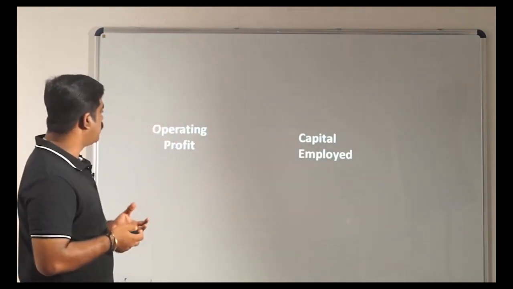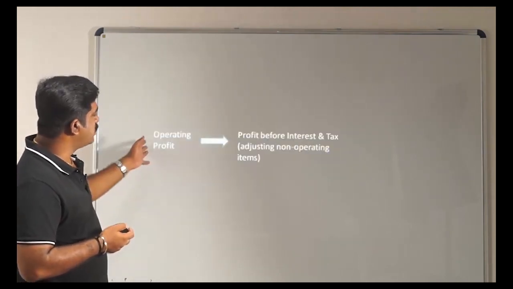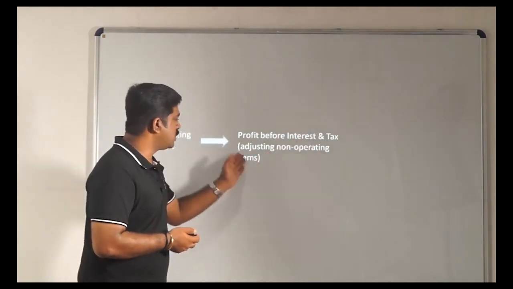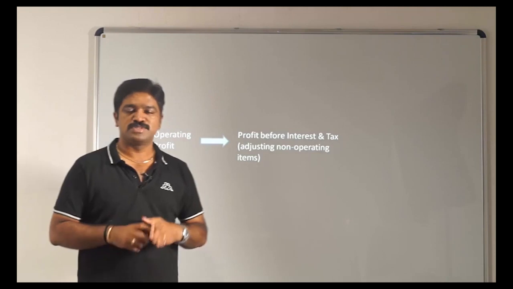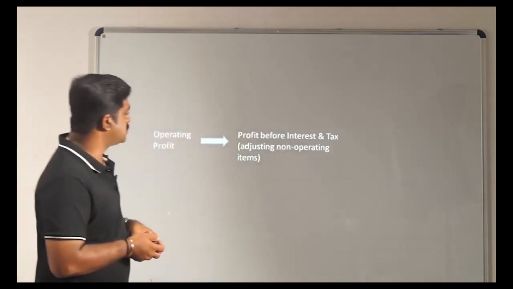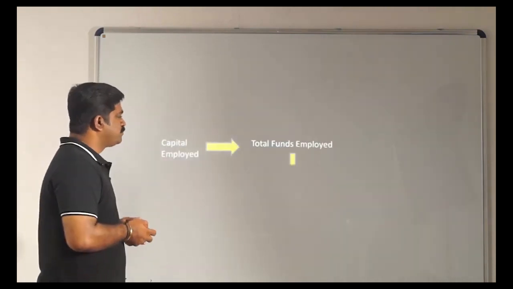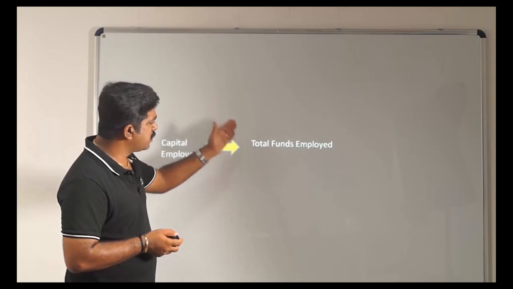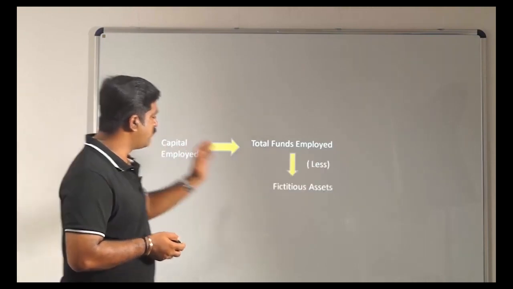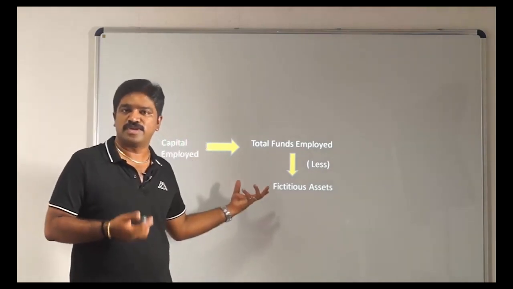So we need clarity on what is operating profit. Operating profit is nothing but profit before interest and taxes, which are adjusted for non-operating items. And what is capital employed? Capital employed is nothing but total funds that are employed in the business, but at the same time we have to deduct fictitious assets, and that's why I told you that it is related to return on assets.